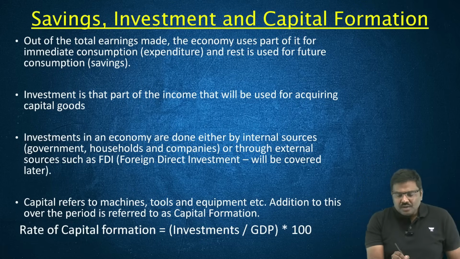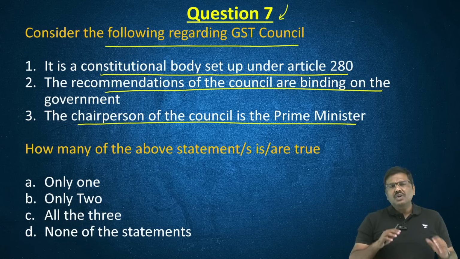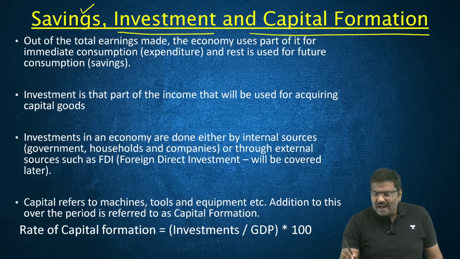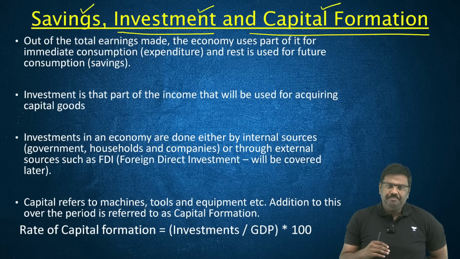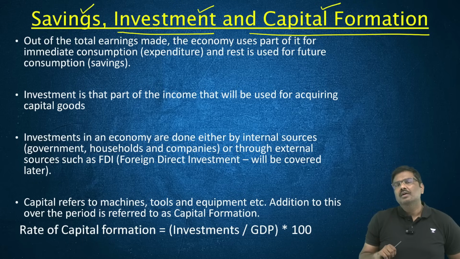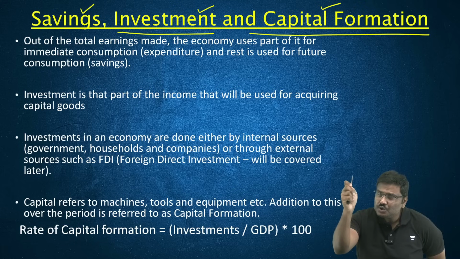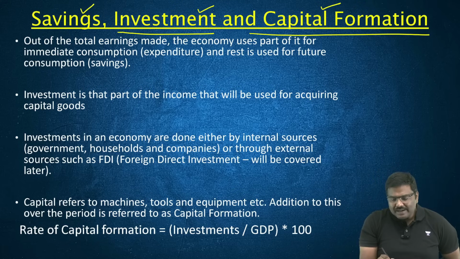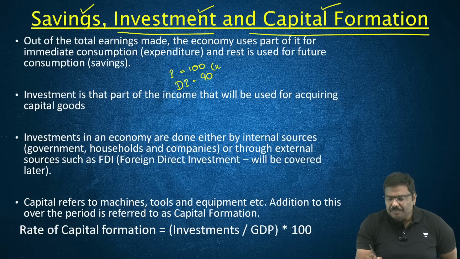Next one, concept of savings, investment and capital formation. Okay. Let's start now. What do you mean by savings? Imagine I earn an income of 100 rupees. Out of this, let's say I pay 10 rupees in taxes to the government of India. So my income will be 100, but my income which I can spend, that is the disposable income, will be 90 rupees because the 10 rupees is the tax.